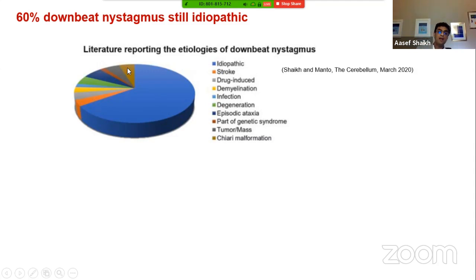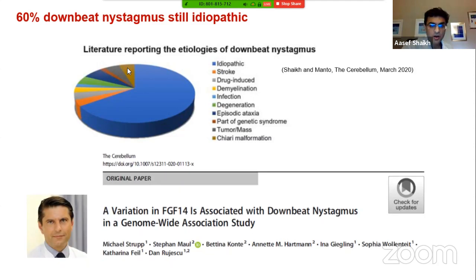But my colleague, Michael Strupp, not too long ago, in March 2020, published a paper where he took patients with idiopathic downbeat nystagmus and did a genome-wide association study. What they found was an association with fibroblast growth factor 14, which has some role in regulating Purkinje cell firing. So it kind of makes sense with the theory of downbeat nystagmus. But this is very new, brand new as of last month. We know that some of what we call idiopathic may have some sort of genome-wide genetic predisposition.